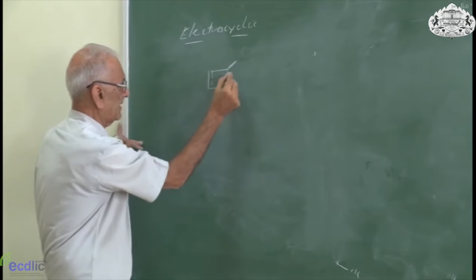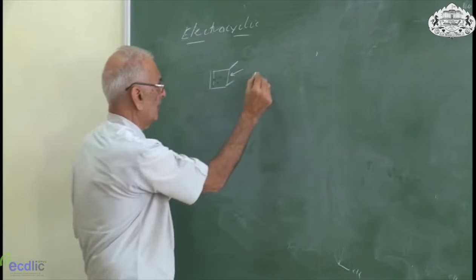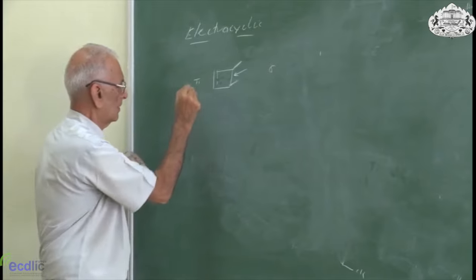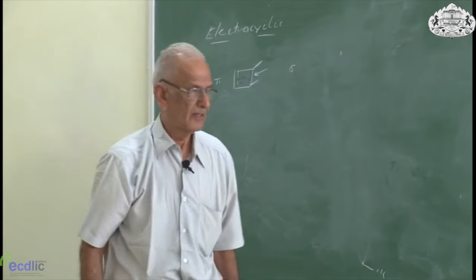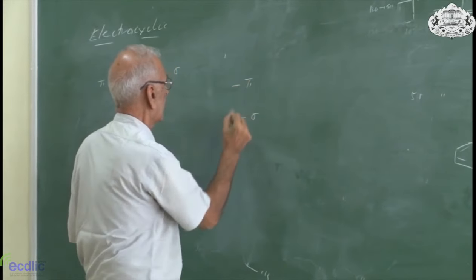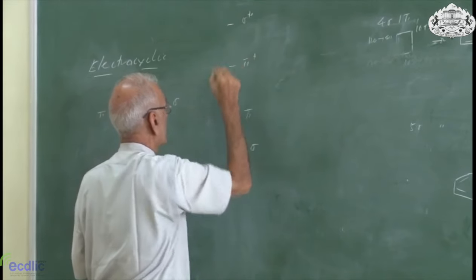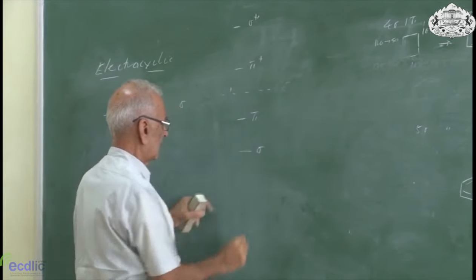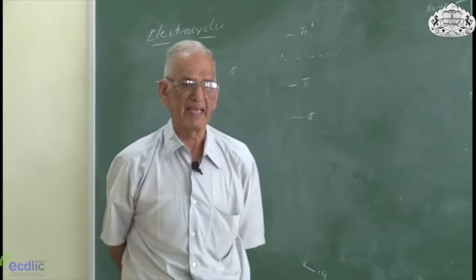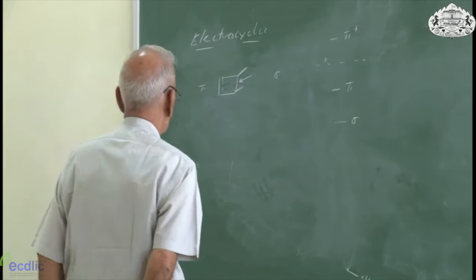What are the reacting orbitals? This is your sigma orbital. This is your pi orbital. So, sigma, pi, pi star, sigma star. These are your bonding orbitals. These are your anti-bonding orbitals. Okay? All right.